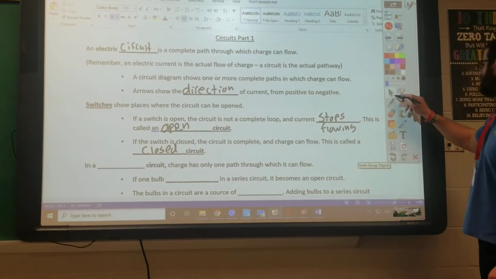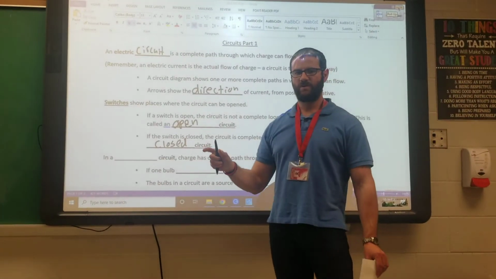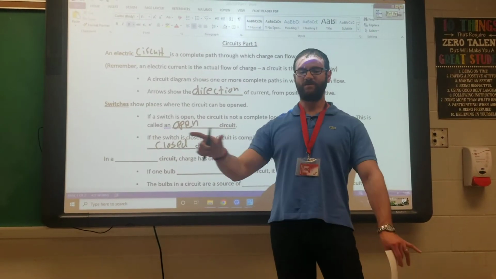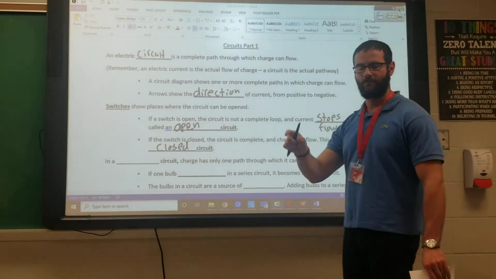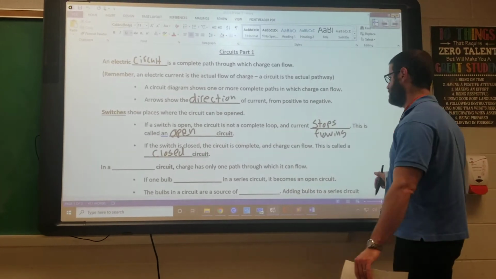In just a moment we're going to look at two different types of circuits. One is what we call a series circuit, the other is what we call a parallel circuit. There are some key differences between those two circuits.